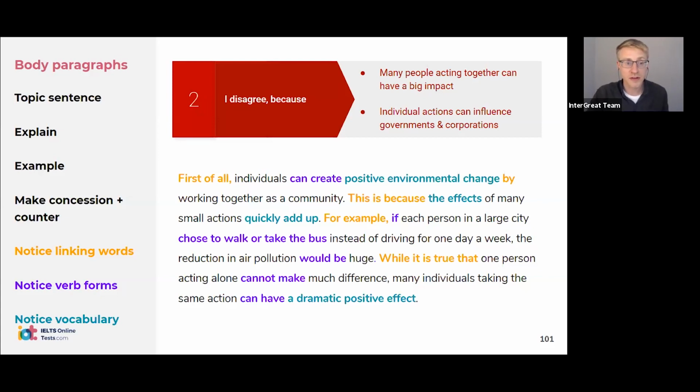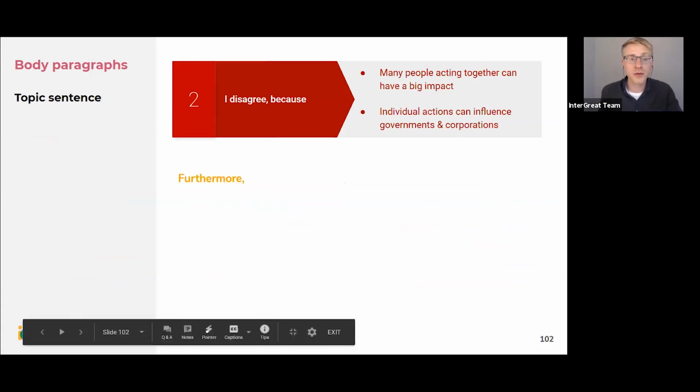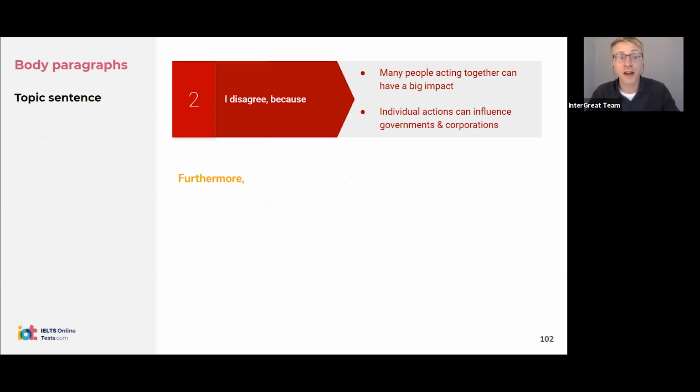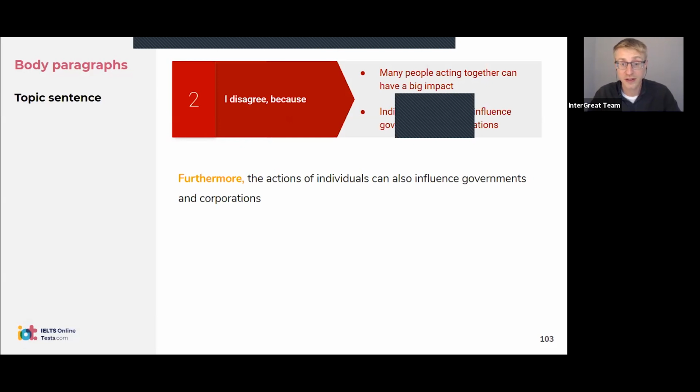Okay, guys, let's move on to body paragraph 2. We're going to talk about our second main point. We're going to use our topic sentence to introduce. Because we're arguing the same side, we disagree, we can use a connector like furthermore, because we're adding another similar point. We can introduce our second main point, which is the actions of individuals can also influence governments and corporations. Okay, that's my second main point to disagree.